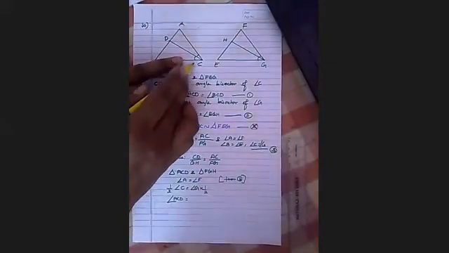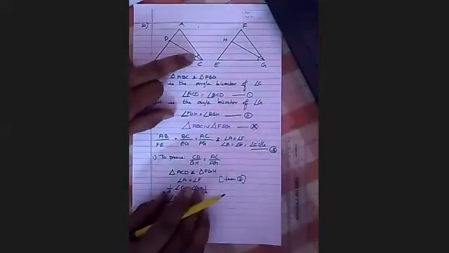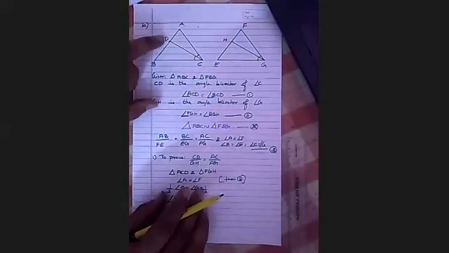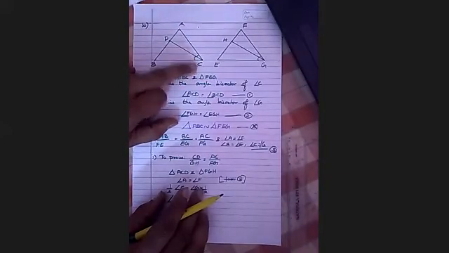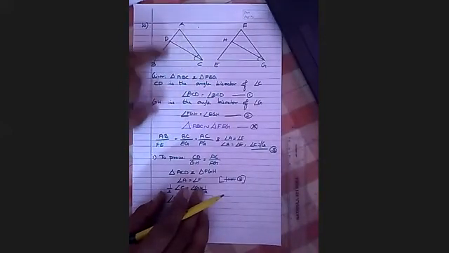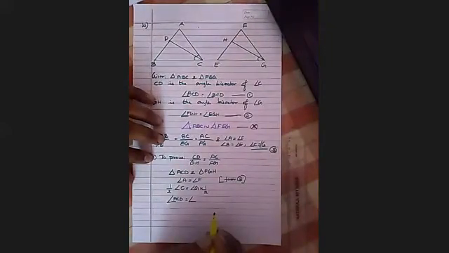Angle C. What is half of C? C means the entire angle. Half of C means, because CD is the bisector, half of C is equal to angle ACD. Am I right? Yes, sir. Okay. Half of G.